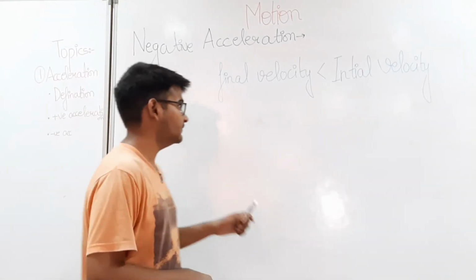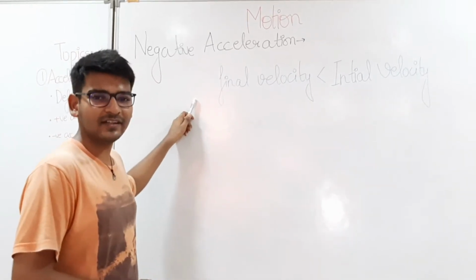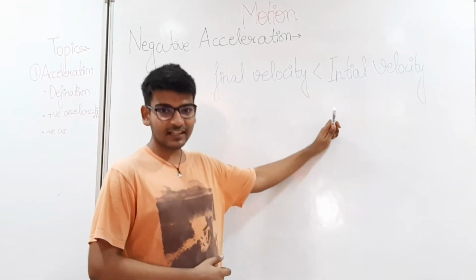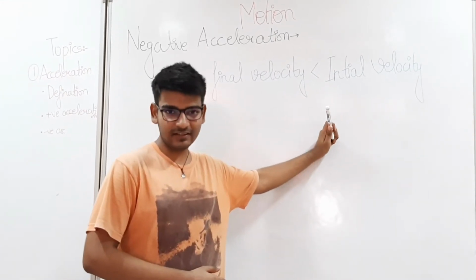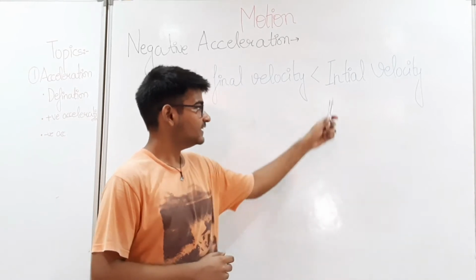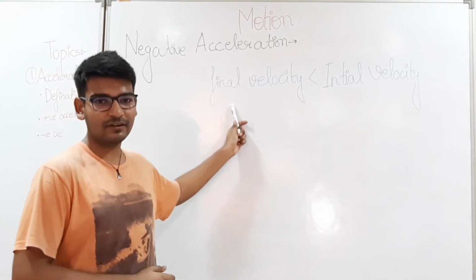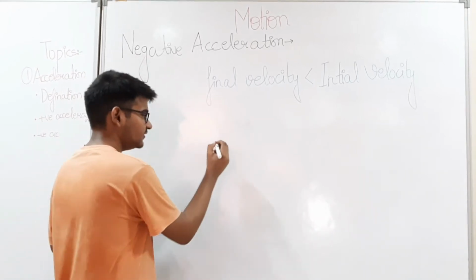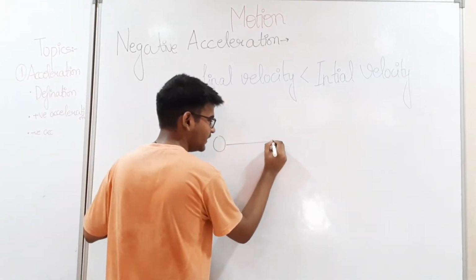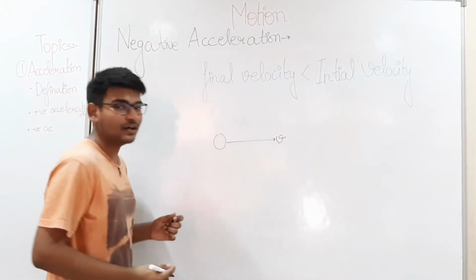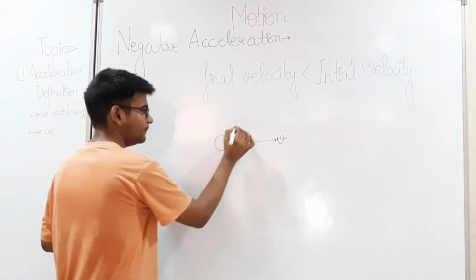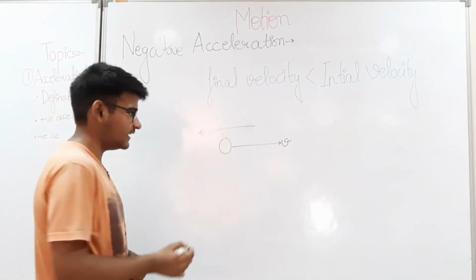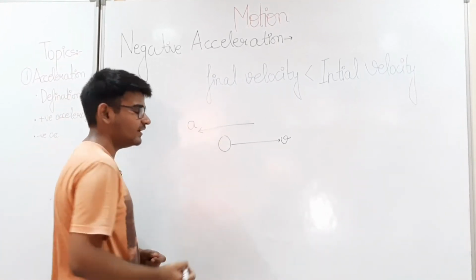Negative acceleration. In positive acceleration, we define it when the final velocity is greater than the initial velocity. But if the initial velocity is greater than the final velocity, then it is a case of negative acceleration. In this case, if the object is moving in forward direction with a velocity v and we apply a force in the opposite direction, that is in reverse direction, it will reverse the acceleration of a.